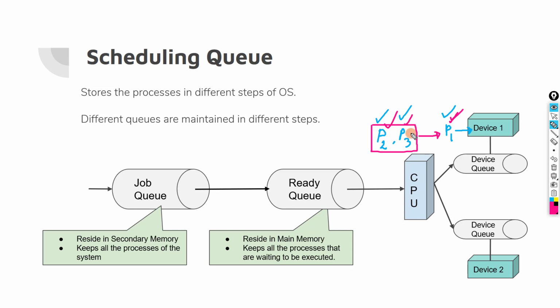So in the meantime, P2 and P3 are waiting somewhere, right? Where actually are they waiting? They are waiting in this device queue. So the device queue is another kind of queue that is available in the operating system, and in these queues those processes wait who want to use this device. For every device there is a dedicated device queue in the operating system. So basically these are the basic types of queues that are available in the operating system.